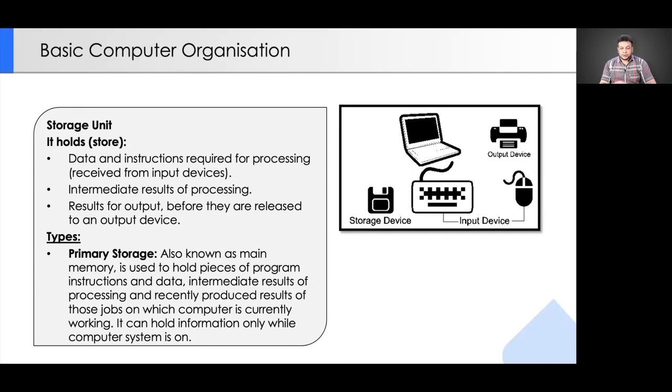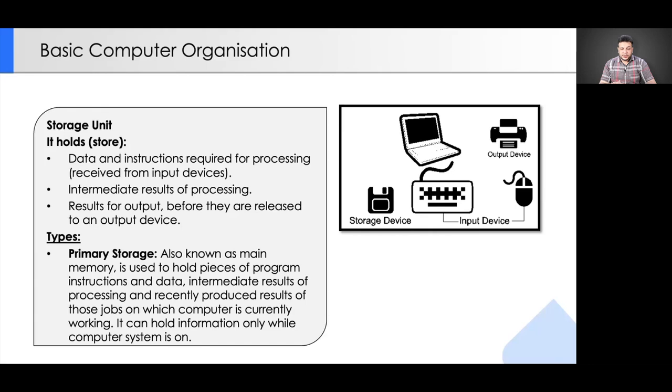All those instructions and data on which the computer is currently working will be stored in the primary storage. It can hold the information only while the computer system is on. That means it is a sort of volatile memory, so once the system is turned off, the entire content will be lost.